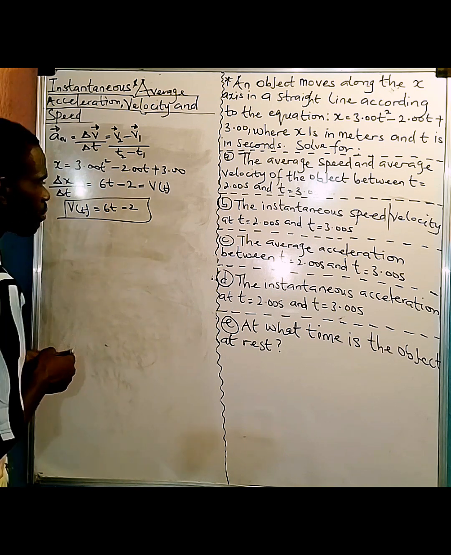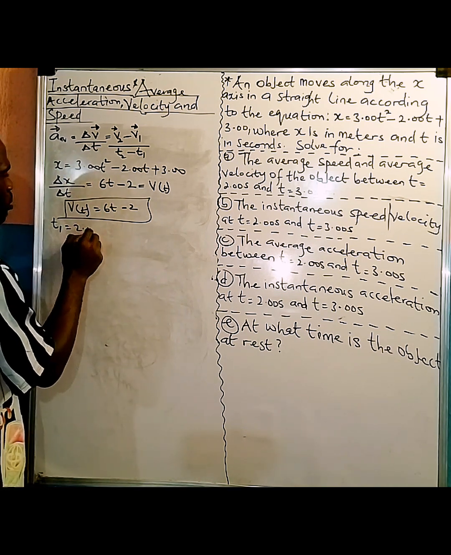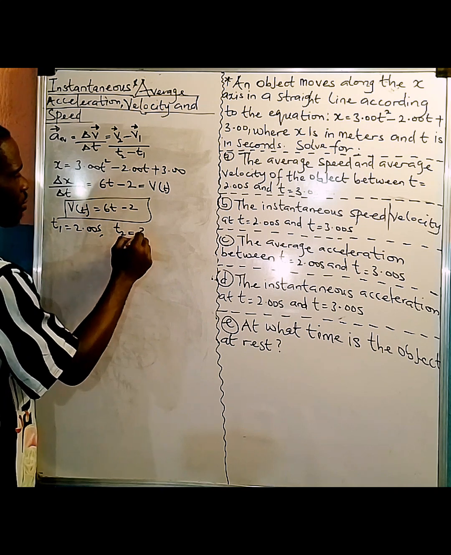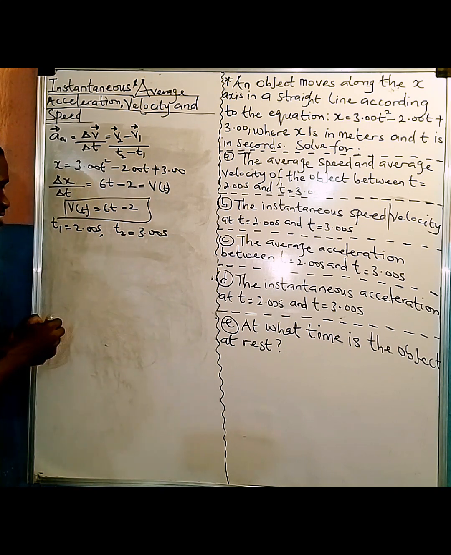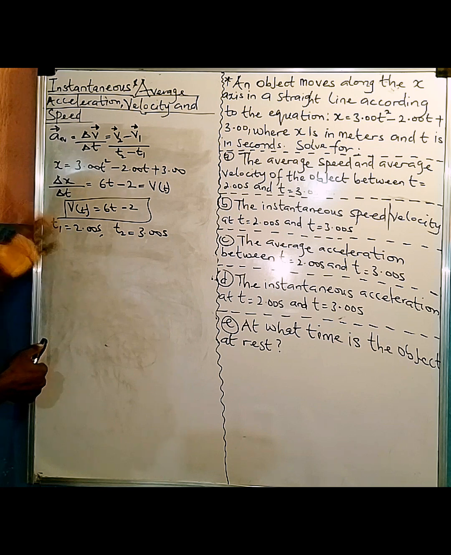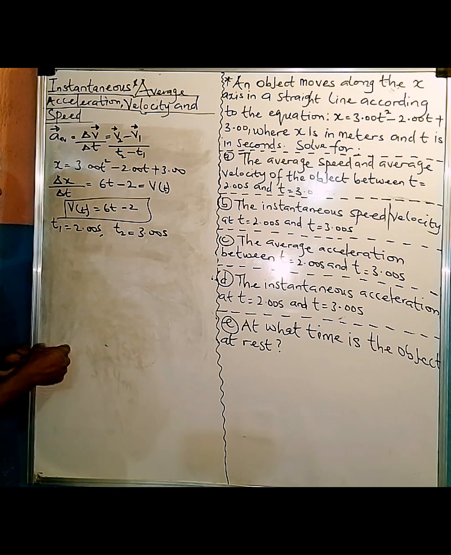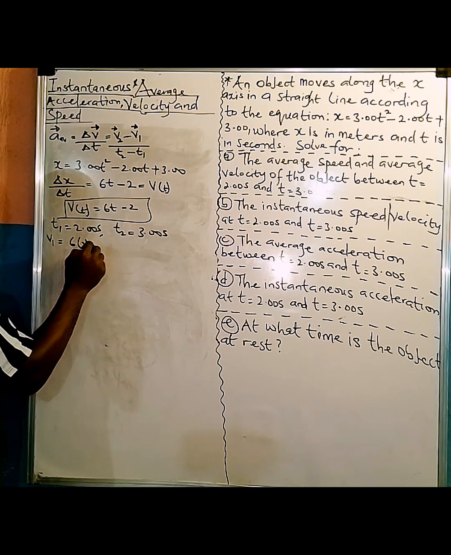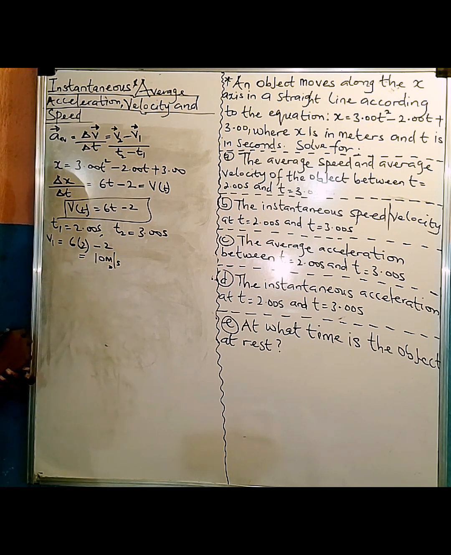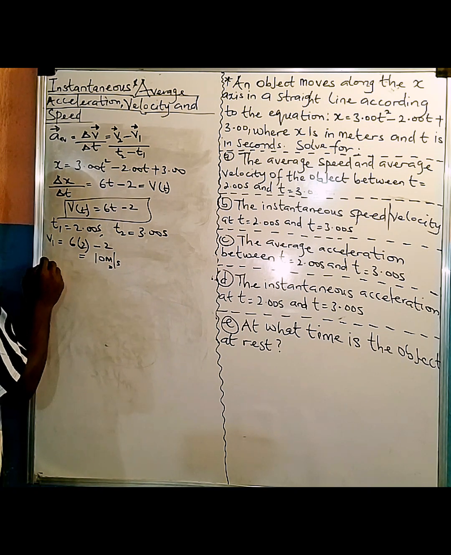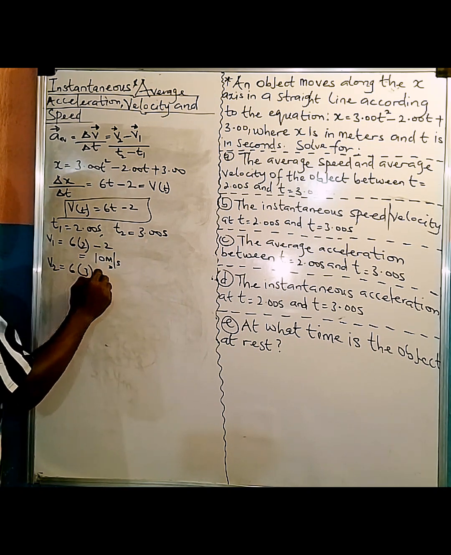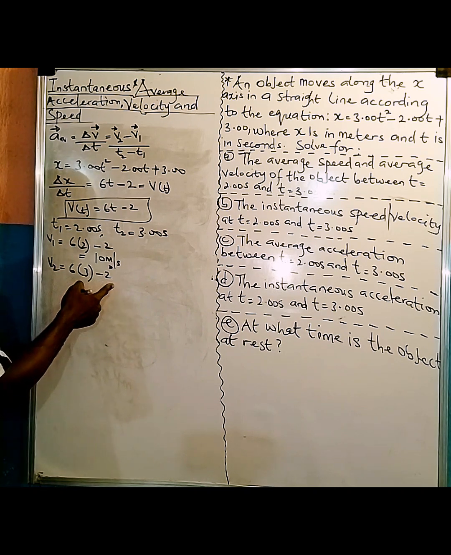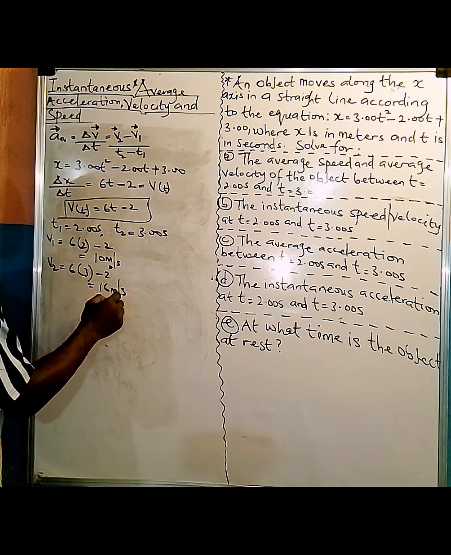At what time interval? We are given two times. Time 1 is 2.00 seconds, time 2 is 3.00 seconds. Since it's average acceleration, we just have to fix in the values. At time 1, 2 seconds, velocity 1 will be 6 times 2 minus 2. 6 times 2 is 12, 12 minus 2 gives us 10 meters per second. Next, velocity 2 at time 2 is 6 times 3 minus 2. 6 times 3 is 18, 18 minus 2 gives us 16 meters per second.